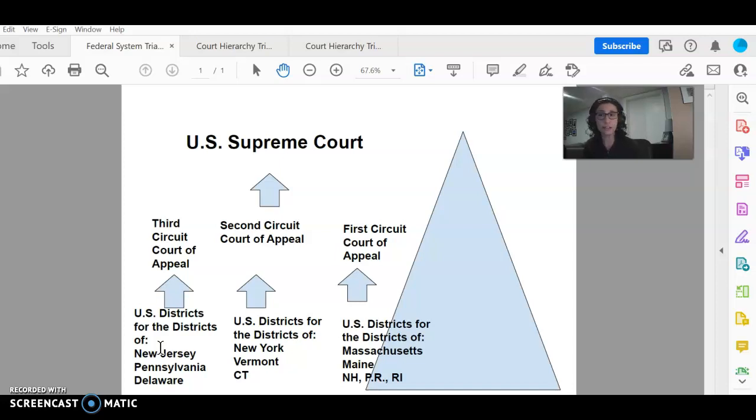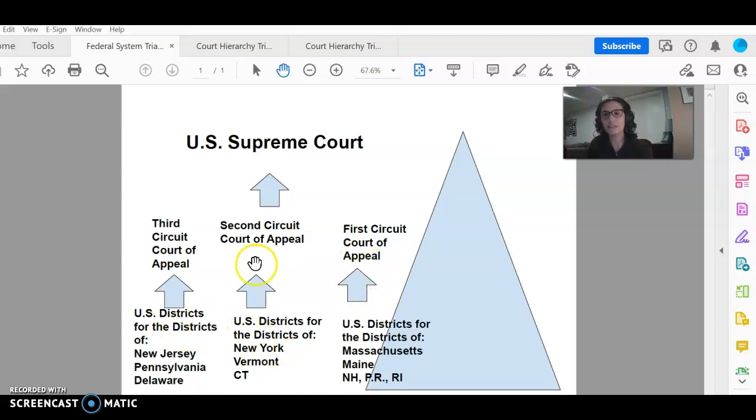The Ninth Circuit is well known because it includes California. The Fifth Circuit is well known because it includes Texas. The Seventh Circuit includes Illinois. The 10th Circuit includes Colorado. You don't have to have these memorized, but just understand that geographically, groups of states that have U.S. district courts in them, which they all do, go up to certain circuit courts of appeal.